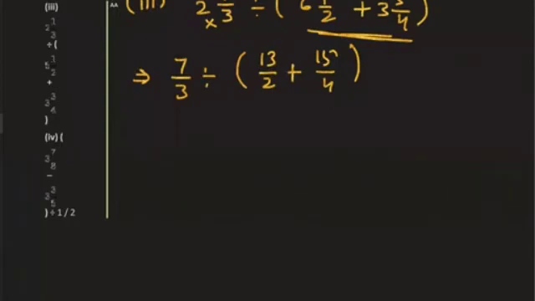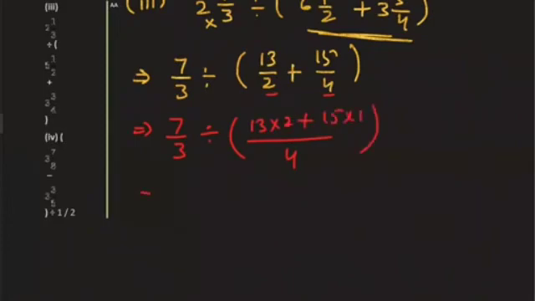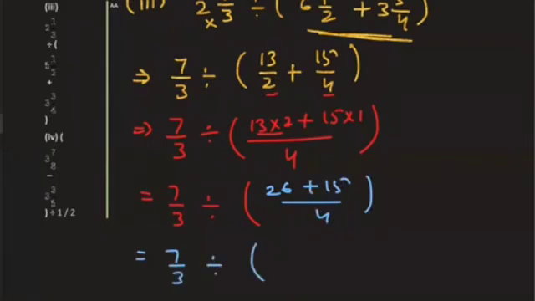Yes, very good. Jatin, 7 upon 3 divided by, what is the LCM of 2 and 4? 4. So when we divide 4 by 2, we'll get 2. So 13 into 2 plus 4 ones are 4, so 15 into 1. 7 upon 3 divide 13 into 2 is what? 26 plus 15 upon 4. Students, 7 upon 3 divided by, what is the sum of 26 and 15? 41. Okay, 41 upon 4.